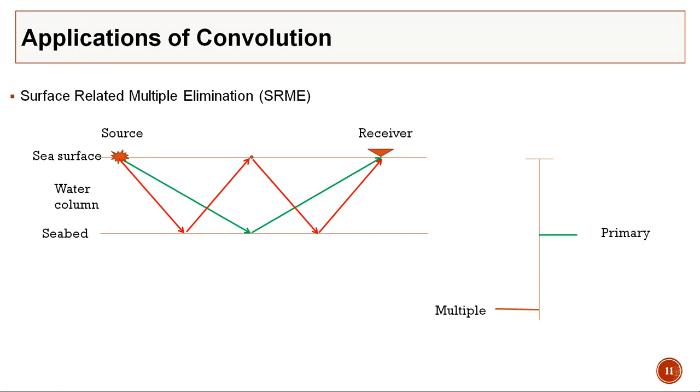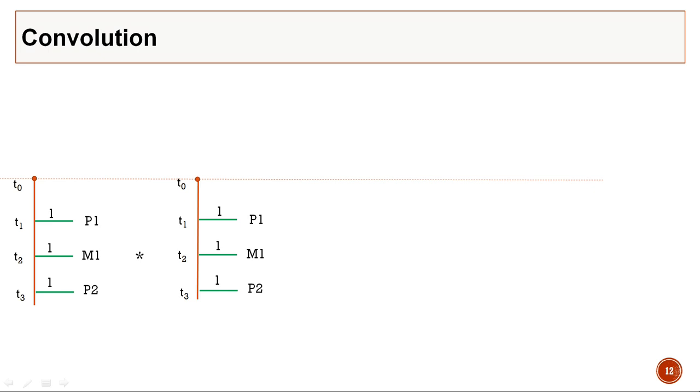Okay, SRME basically involves convolution of data with itself. For example, if you have a trace like that, you have the first primary event P1 and the multiple. Just for simplicity, I have assumed that it has the same polarity and the amplitude is represented by 1, so M1, and then P2 is another primary event. If you convolve this with itself, data convolved with itself gives you the multiple model. This is the basic principle of SRME.